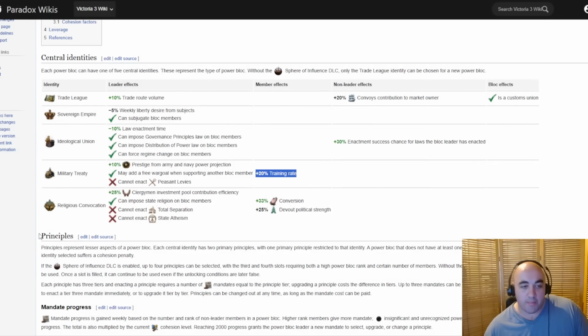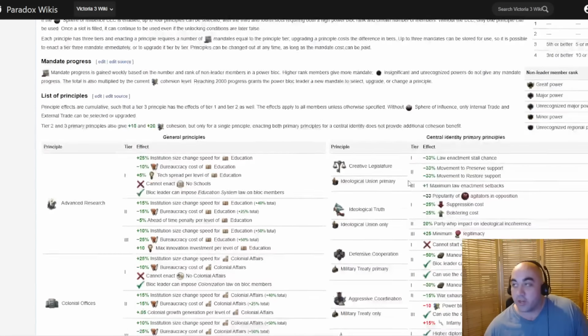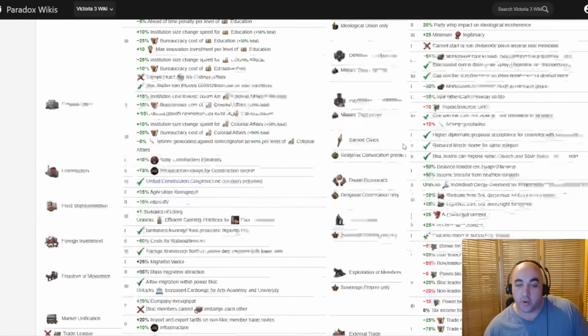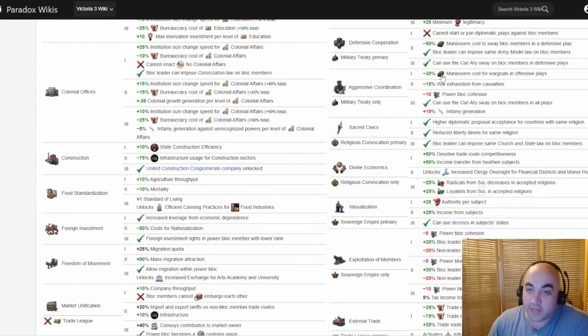groups here. Overall, the defensive one's not very good, but this offensive coordination, the defensive one's not good. Aggressive coordination, minus 30% maneuvers cost for war goals in offensive plays. So I think if you do go military treaty, you probably go aggressive coordination, and you just don't rank up to level 3, which is a little bit of a hit to your cohesion, because slotting these in will help to increase your cohesion. But the minus maneuvers cost for war goals in offensive plays is quite strong.